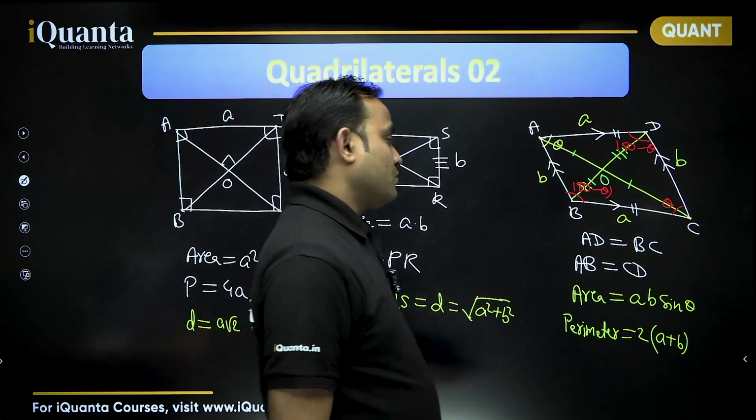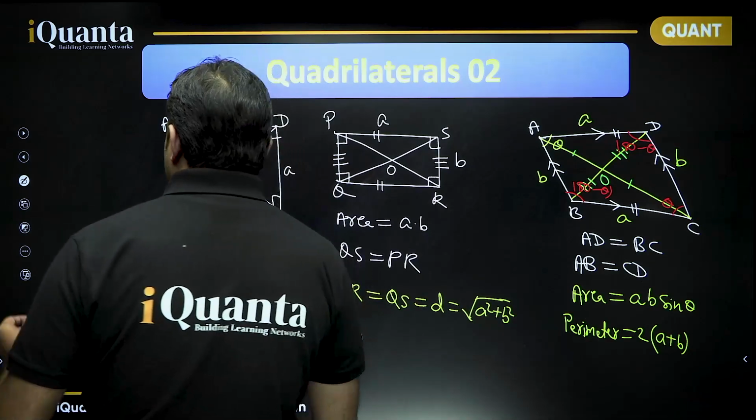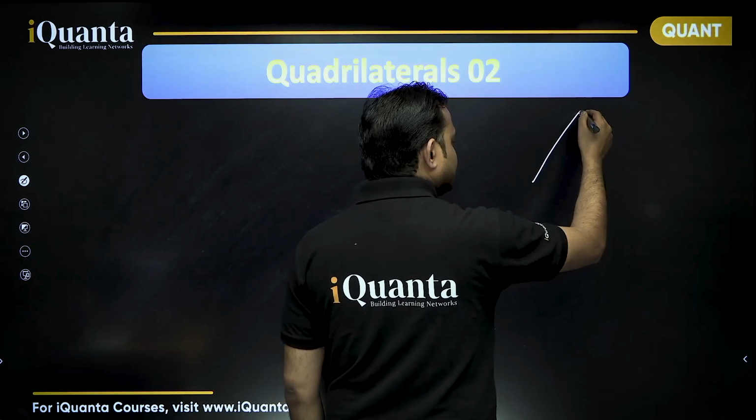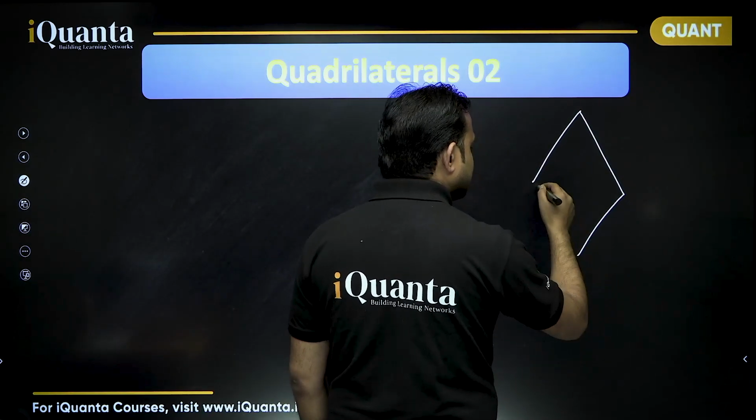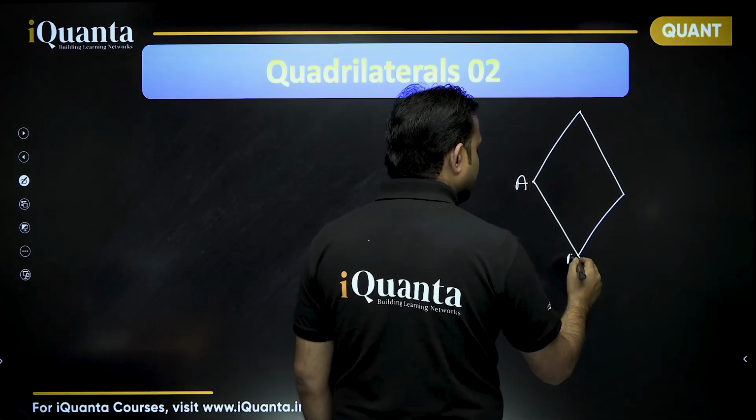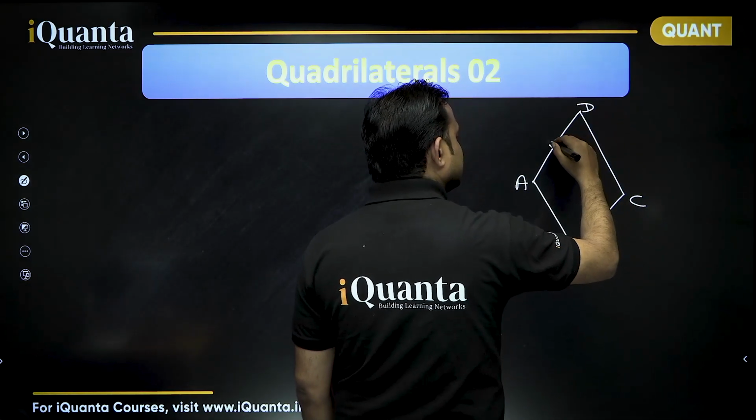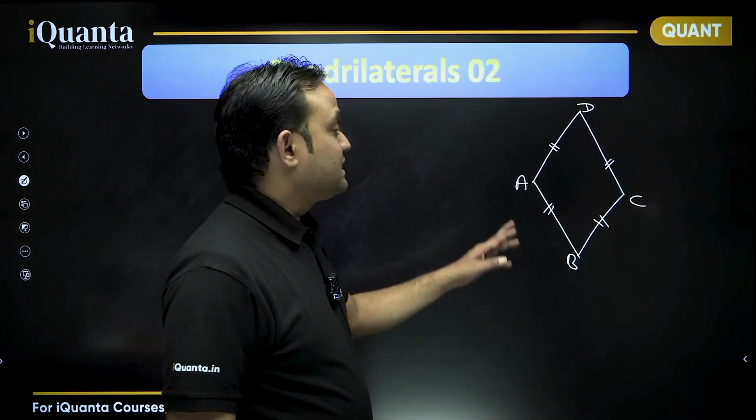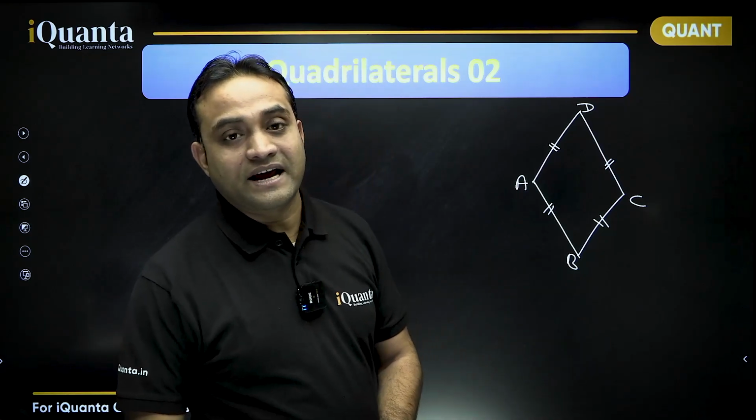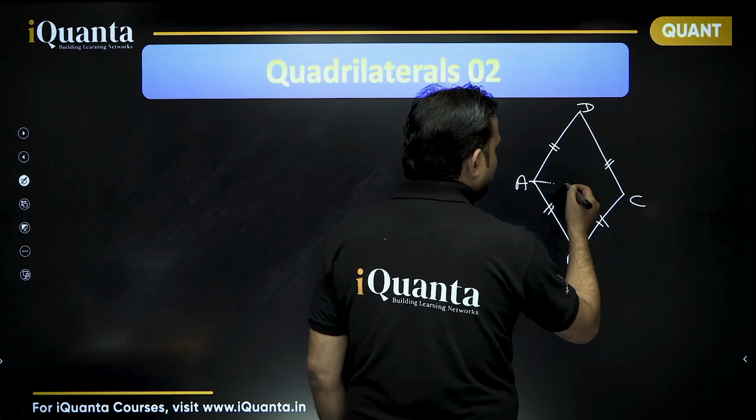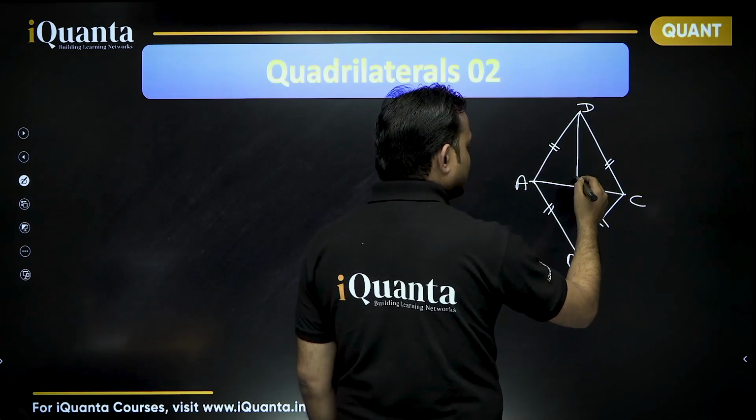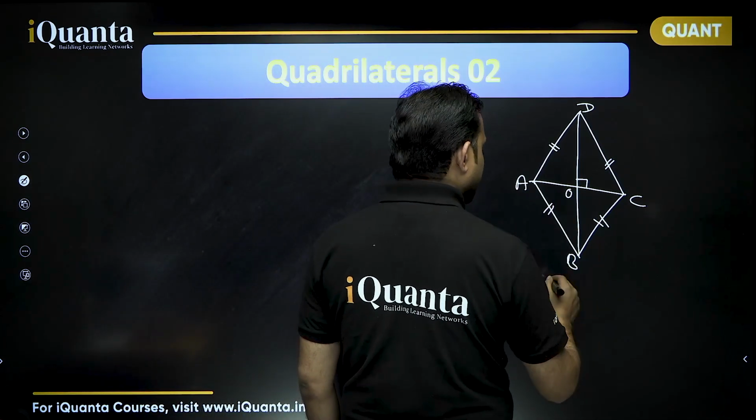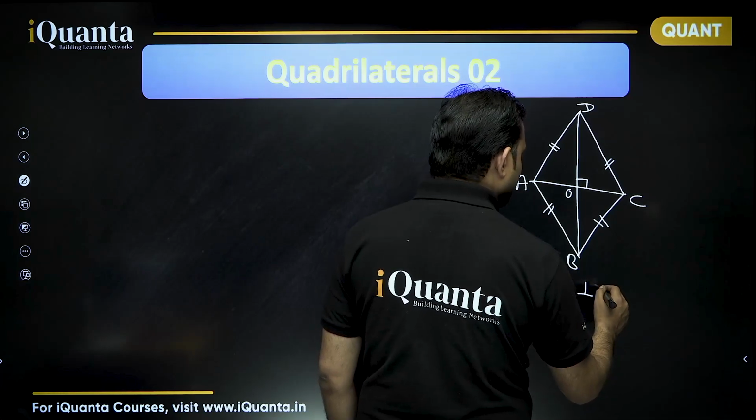Now, other things that we can discuss are about the rhombus. A rhombus is also a parallelogram where all the side lengths are equal. So ABCD is a rhombus, a parallelogram whose side lengths are all equal, but the interior angles are not necessarily 90 degrees. In that case, one property that we know is true is that the diagonals are perpendicular to each other. That means AC is perpendicular to BD.